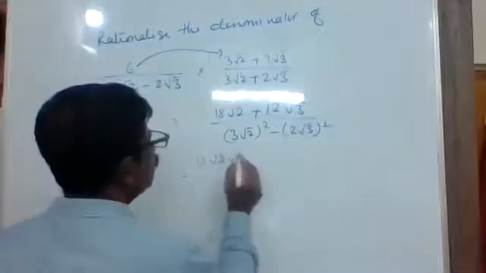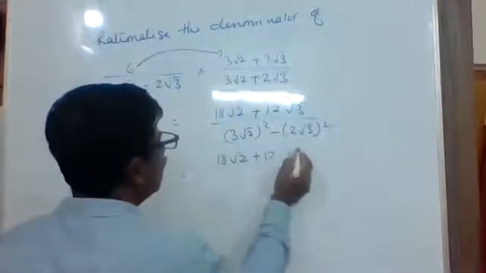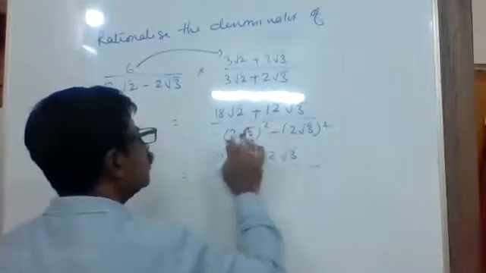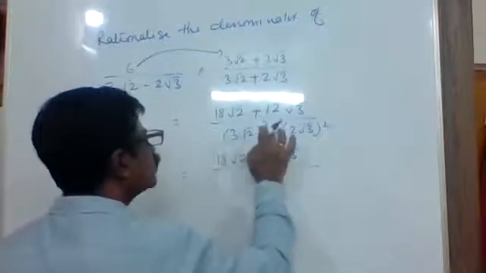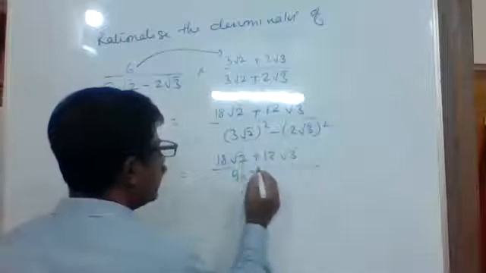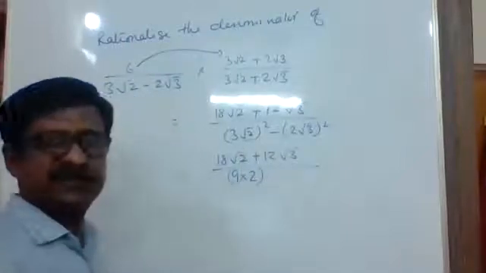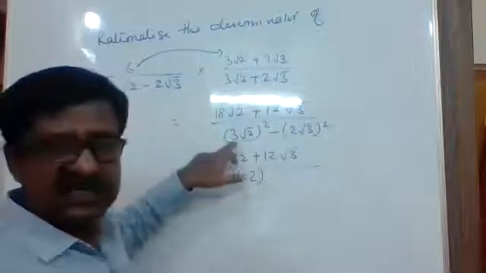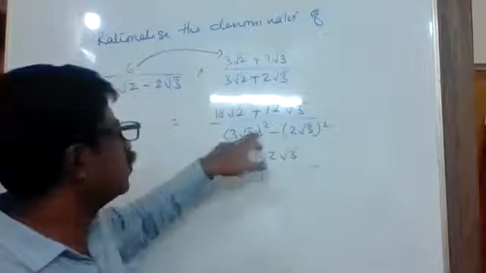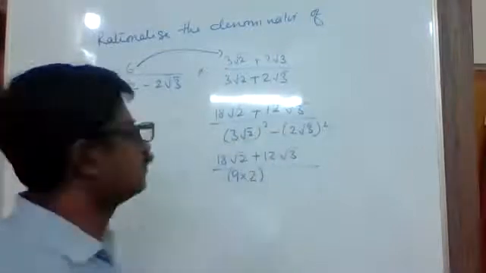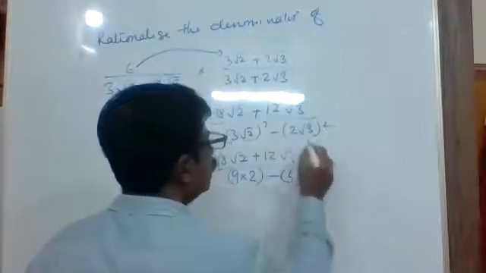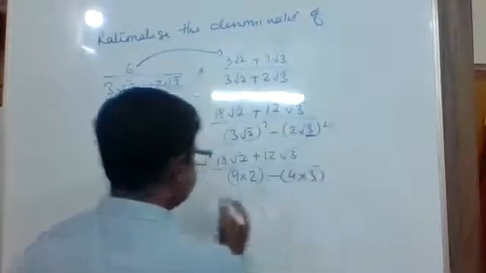18 root 2 plus 12 root 3, I have written as it is. 3 root 2. Now we have to take the square of 3 root 2. 3 square into root 2 square. Square of 3 is 9 and root 2 square is 2. 9 into 2. Directly I have done this. How did we get this? 3 is a rational number and square of 3 is 9, and root 2 whole square is 2. 9 into 2 minus. Take the square of 2, that is 4, into root 3 square is 3.